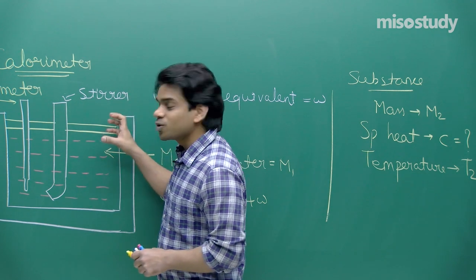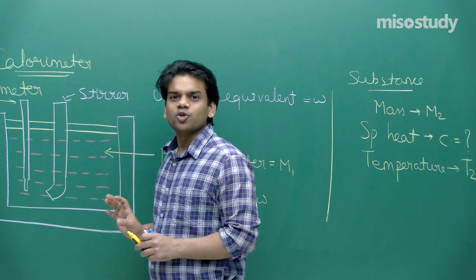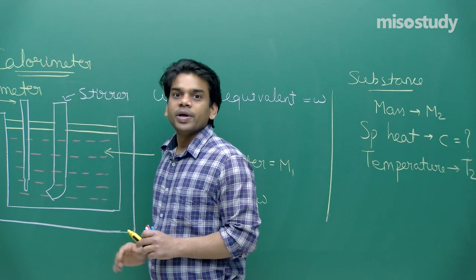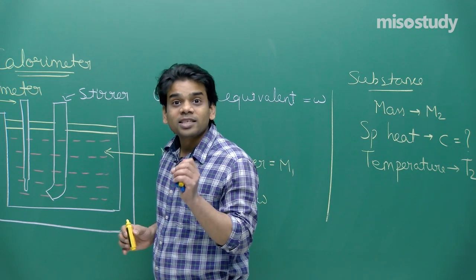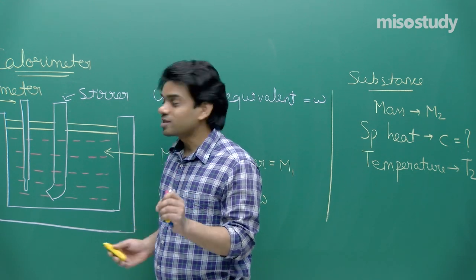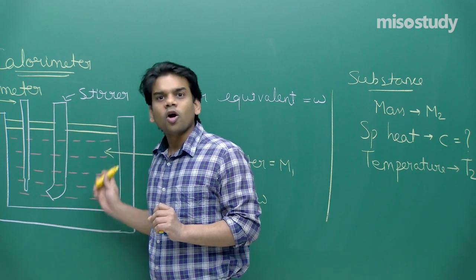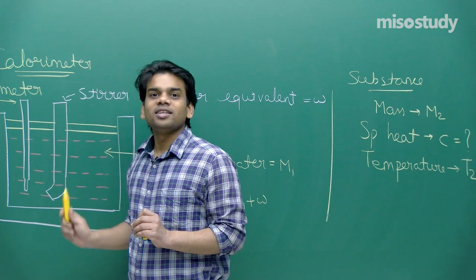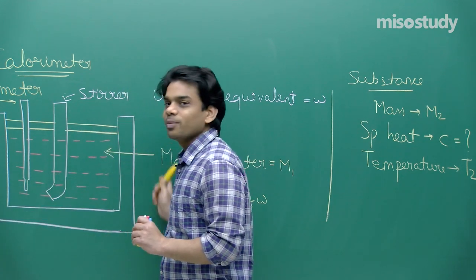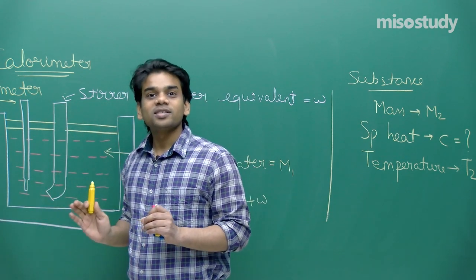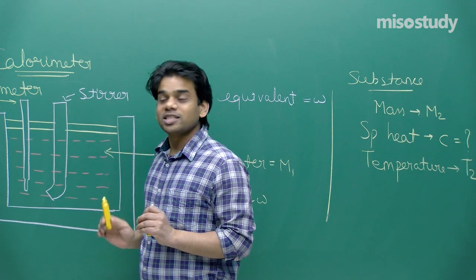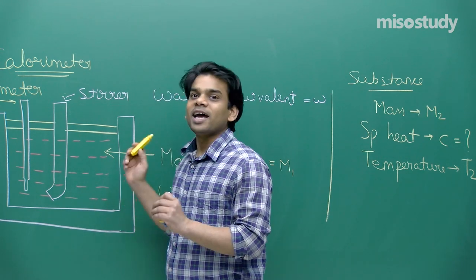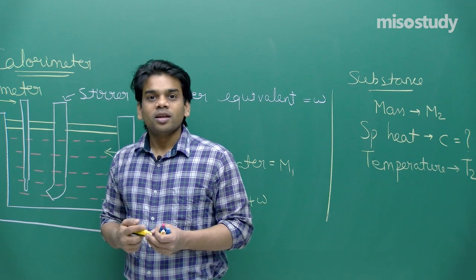And there will be an arrangement so that you can place the substance gradually and slowly without disturbing the external environment. Remember, there should be exchange of heat only between the substance and the water or the entire calorimeter. This calorimeter cannot interact with the external environment. We are using such an arrangement so that there is no heat exchange between this copper calorimeter and the external environment. Now, let's go ahead.